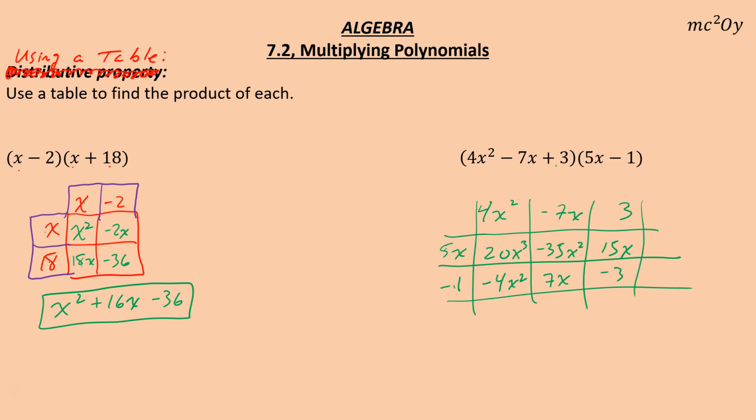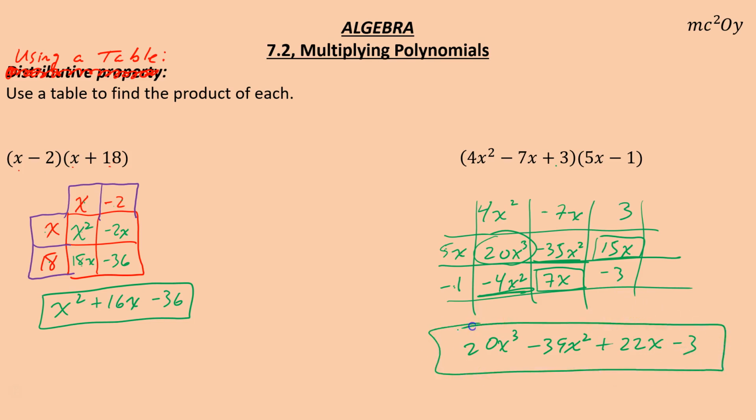And then looking at my like terms, well, I've got 20x cubed and no other x cubed. I have a negative 4x squared and a negative 35x squared, so that is negative 39x squared. I have a 7x and I have a 15x, so that gives me a positive 22x, and I have a negative 3. And that is my answer. It is a nice way to organize yourself.